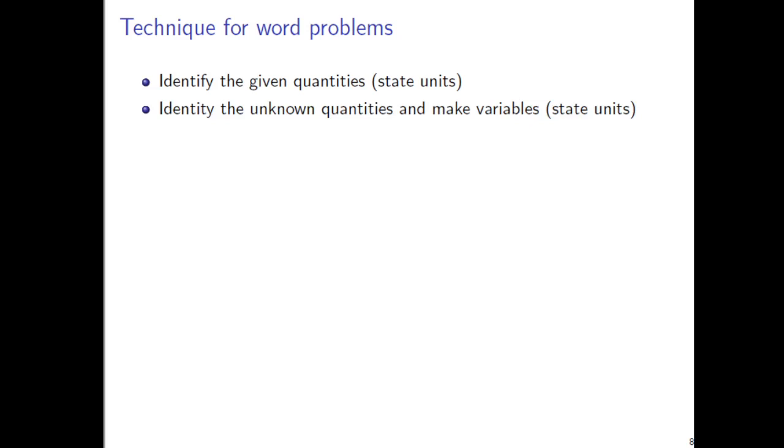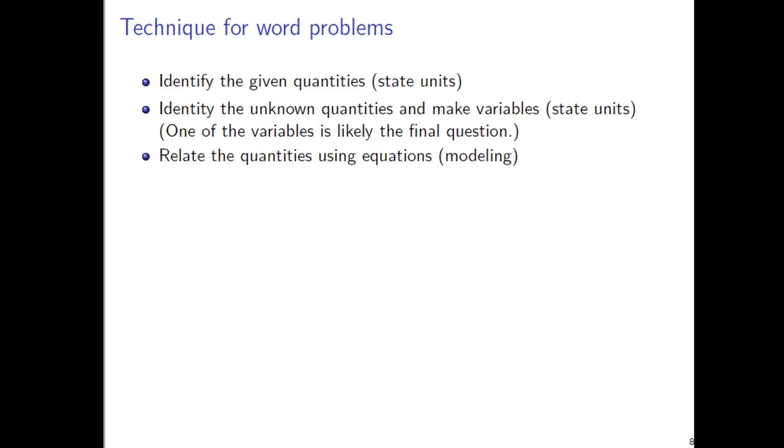There's also unknown quantities. Identify those. There's at least one for sure because a question is being asked, but there's often more than one. And make variables for those, and state units again. One of those variables is likely to be the final question. And then relate the quantities using equations. Now, this is the process of modeling, and I think it is the most challenging part of word problems.